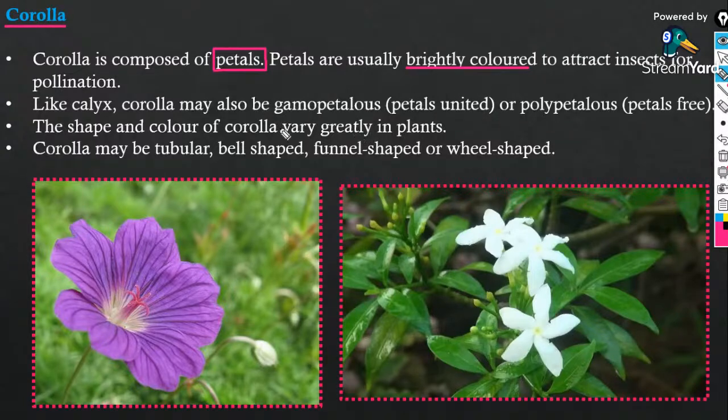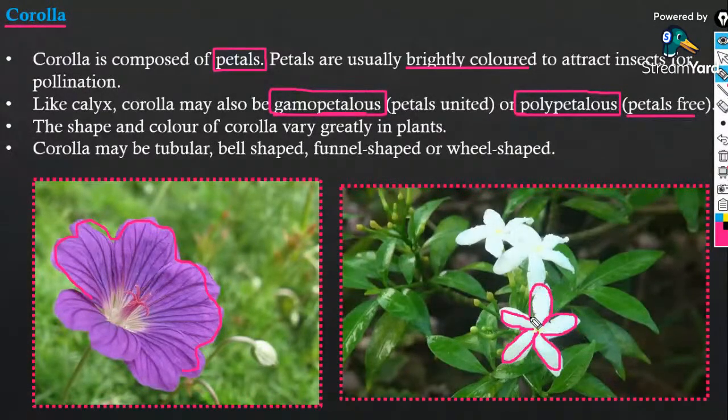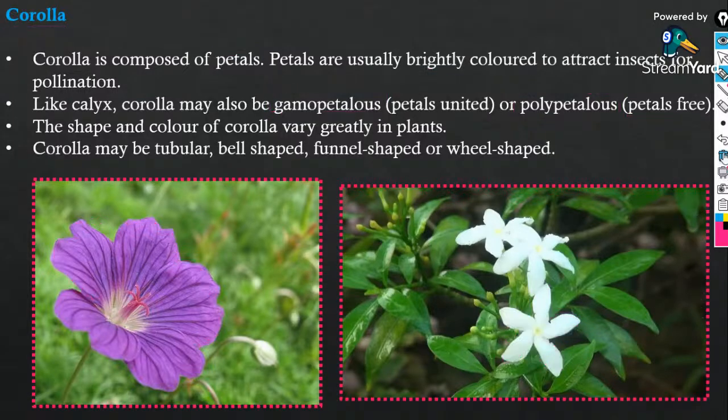Okay. So in certain plants, the petals are united or fused. They are called gamopetalous. And if the petals are free, you will call it the polypetalous condition. Look, the petals are fused. Right? The petals are fused. Look, the petals are free. Right? That is a polypetalous condition.